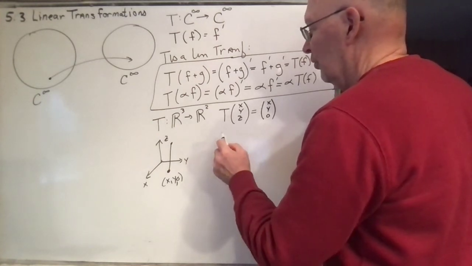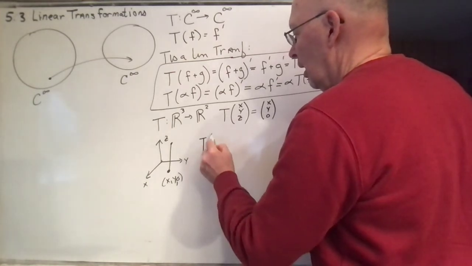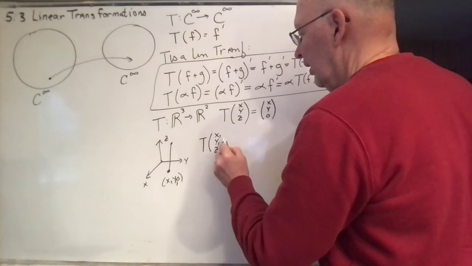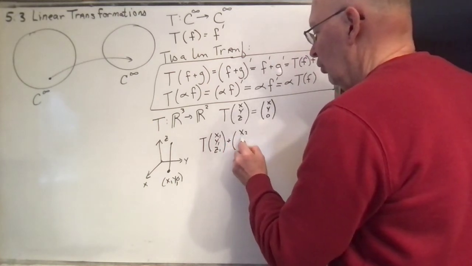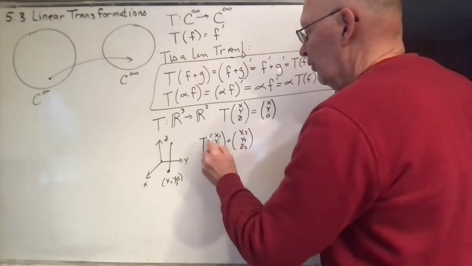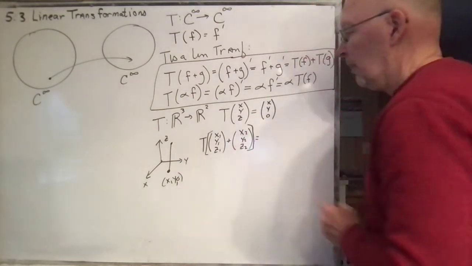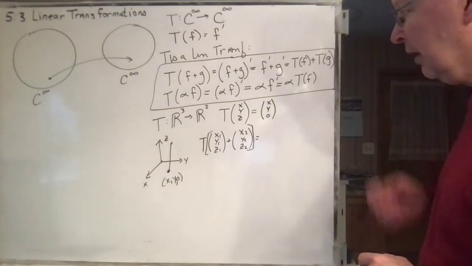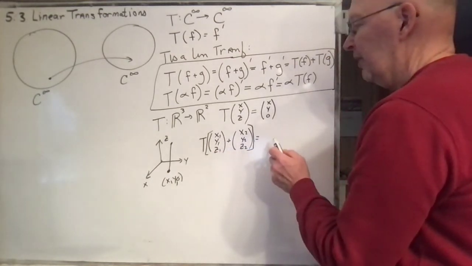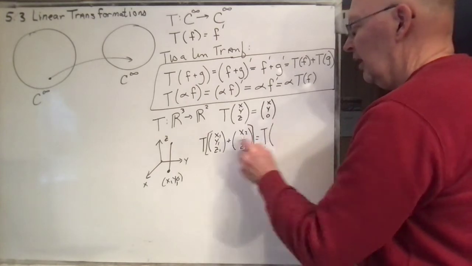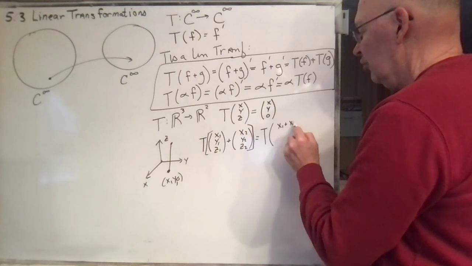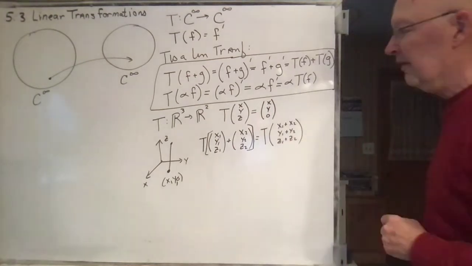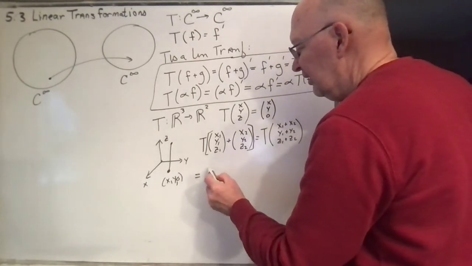Well, let's do it. So T of x1, y1, z1 plus x2, y2, z2. There's two points right there. T of that is, well, what is that? I guess we first need to add them together. This is T of, if you add these two together, you're going to get x1 plus x2, y1 plus y2, z1 plus z2, if you add those two points together. Now, what does T do to that?